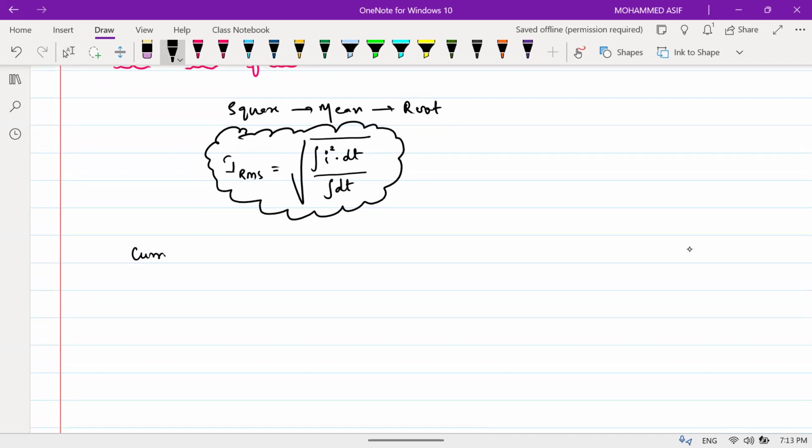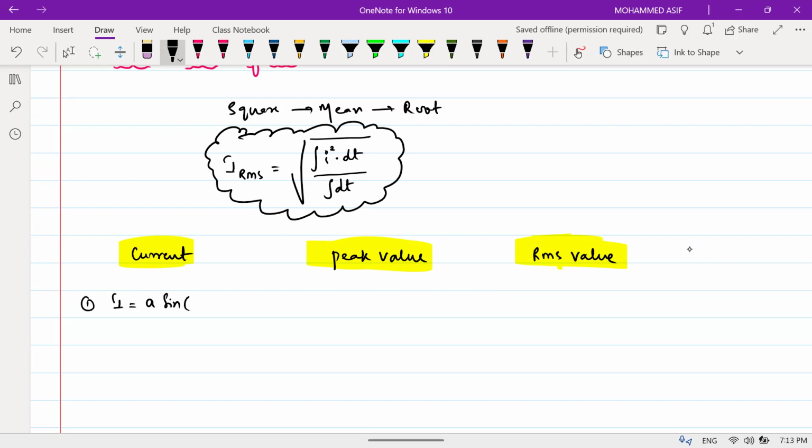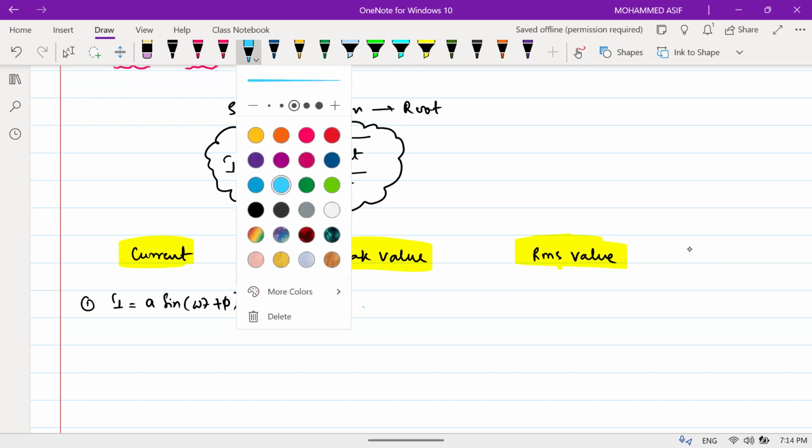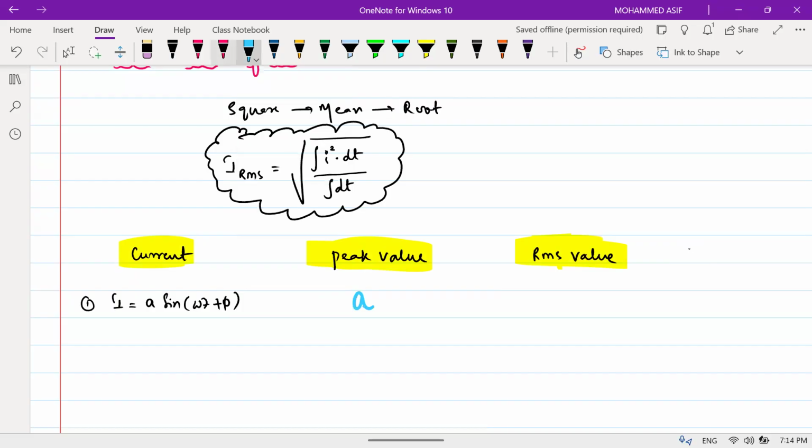See here, I'm taking current. I need its peak value and its RMS value. First, if I take the current I equals A sine omega t plus phi, what is its peak value? The peak value will be A. What is the RMS value? The RMS value will be A divided by root 2. Peak value divided by root 2.